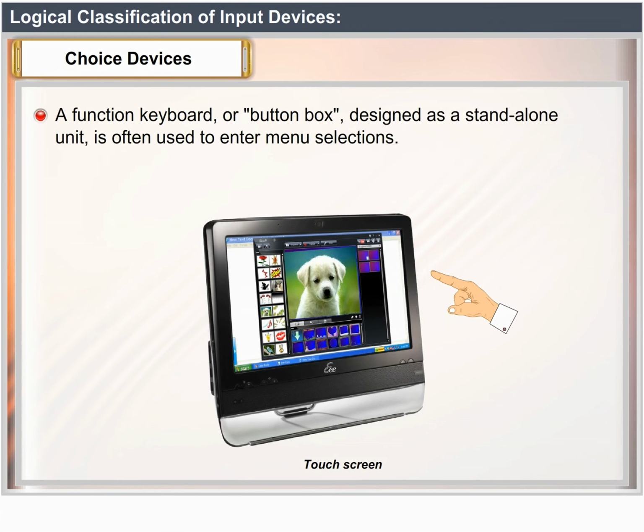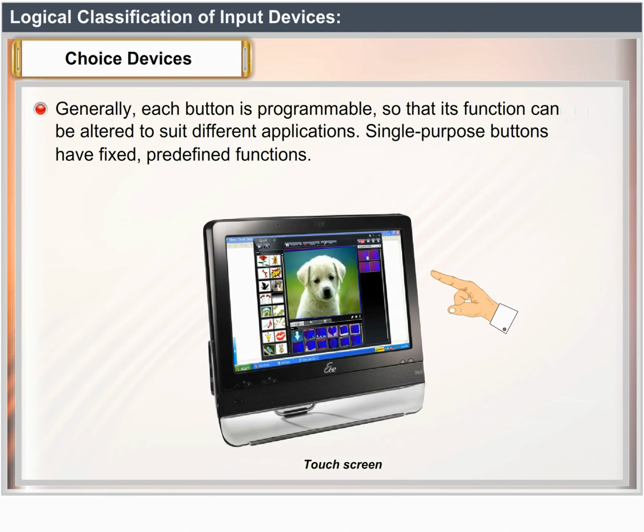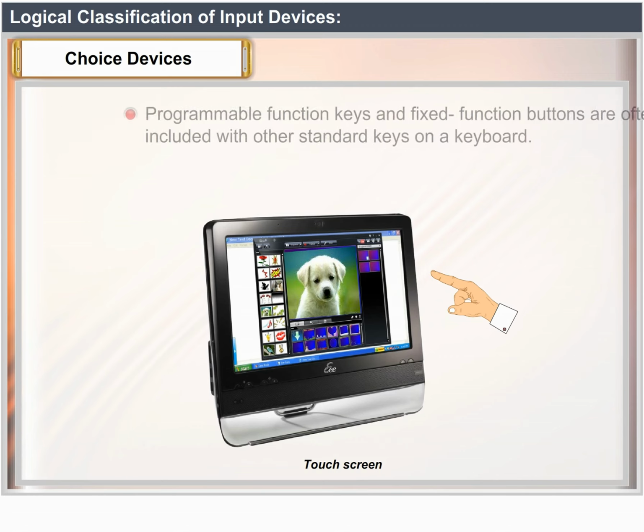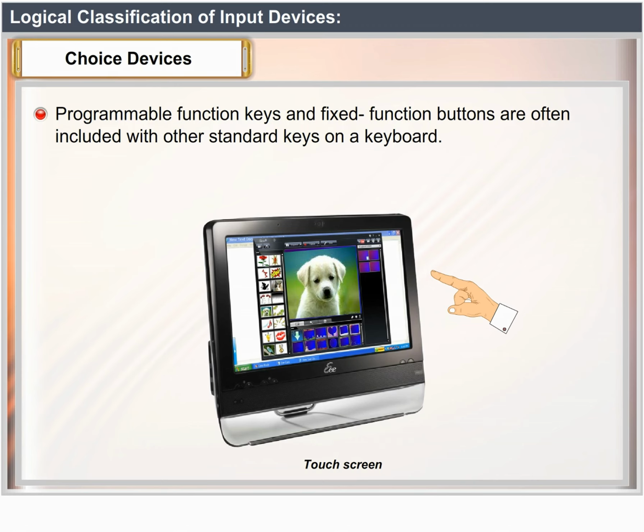A function keyboard or button box designed as a standalone unit is often used to enter menu selections. Usually, each button is programmable so that its function can be altered to suit different applications. Single-purpose buttons have fixed, predefined functions. Programmable function keys and fixed function buttons are often included with other standard keys on a keyboard.